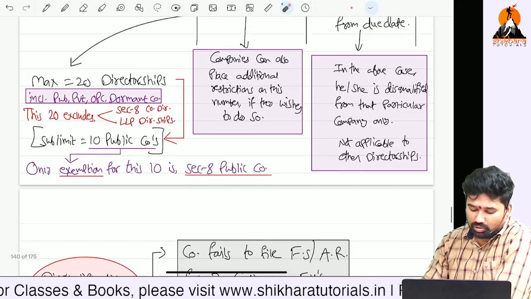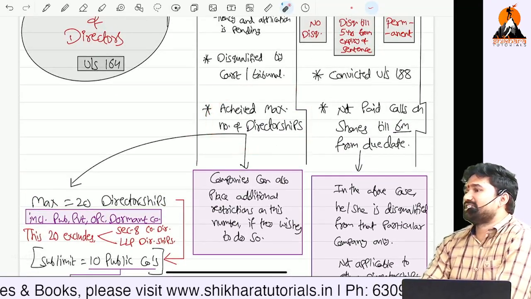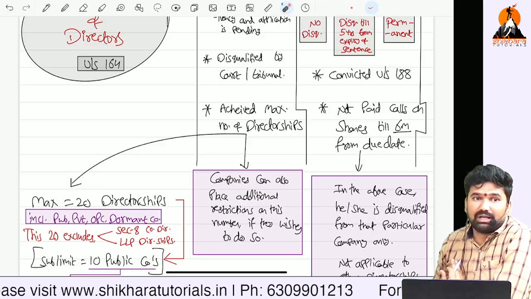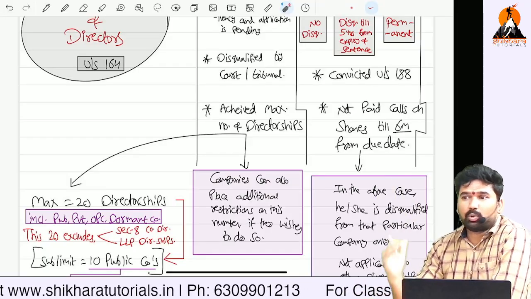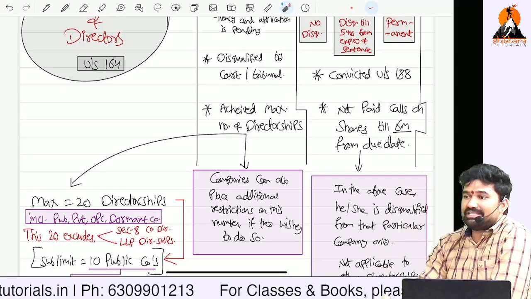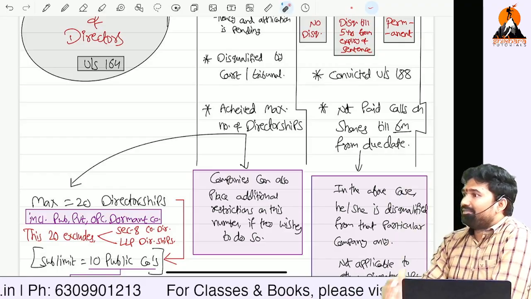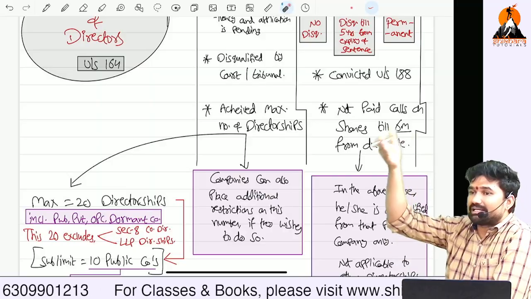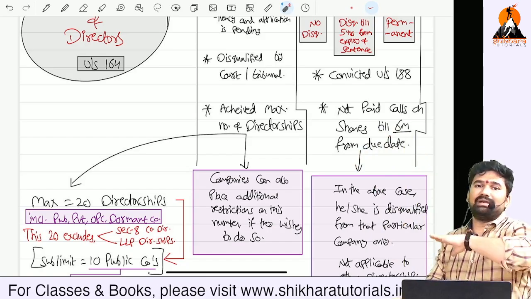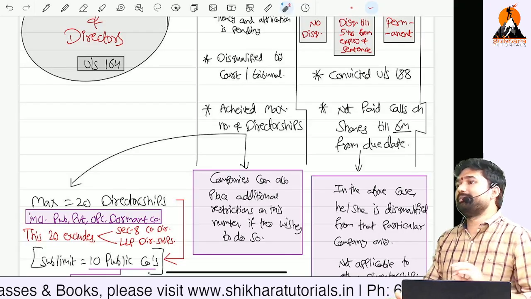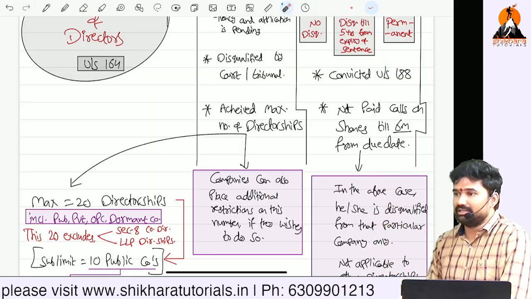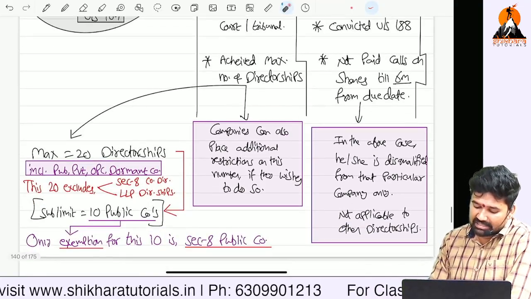Simple point. So, if you have achieved the maximum number of directorships, say I am a director in 8 public companies and 12 private companies. Now a 21st company is willing to appoint me as a director. Is it allowed to do so? Why not? Because I have achieved my maximum number of allowed directorships. I am eligible to act as a director in a maximum of 20 companies only, and the limit has been reached. So further appointments are banned. I am disqualified to act as director in further companies. Okay, this is one of the important points.